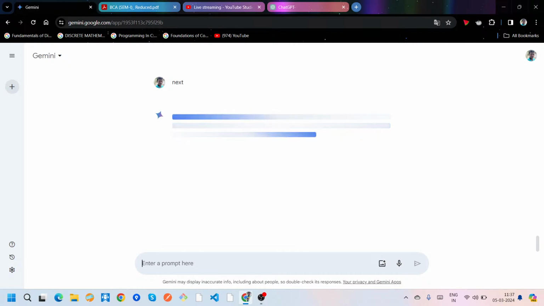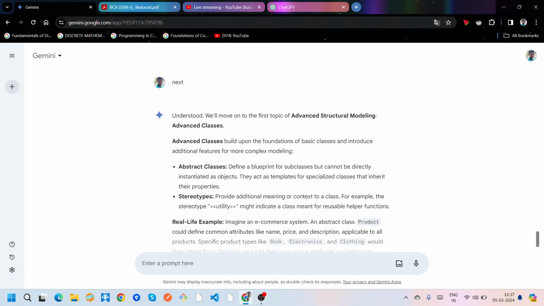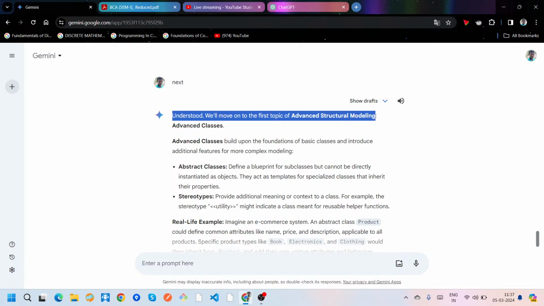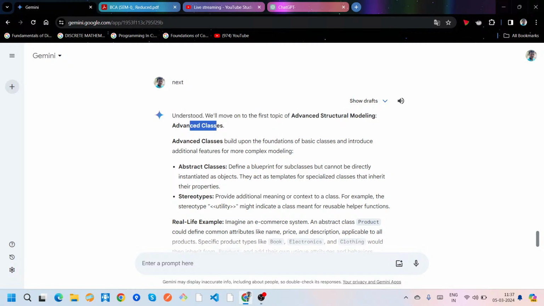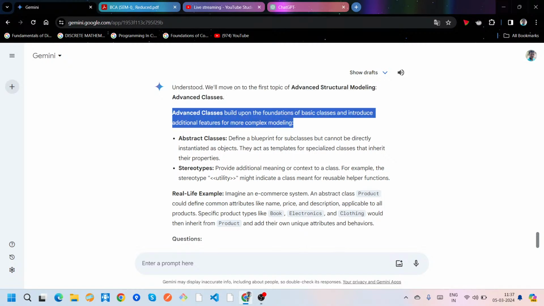So the next topic is advanced structural modeling. In this advanced structural modeling we have advanced classes. So what are advanced classes? Advanced classes build upon the foundation of basic classes and introduce additional features for more complex modeling.